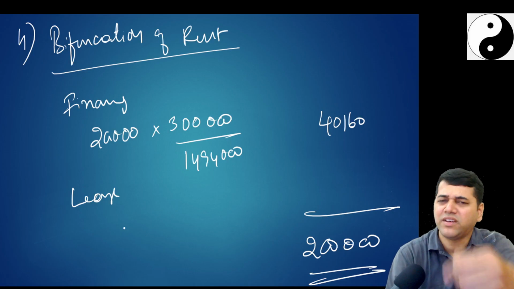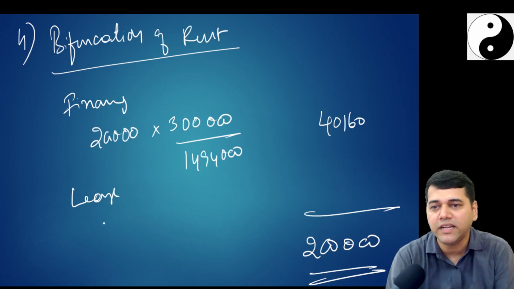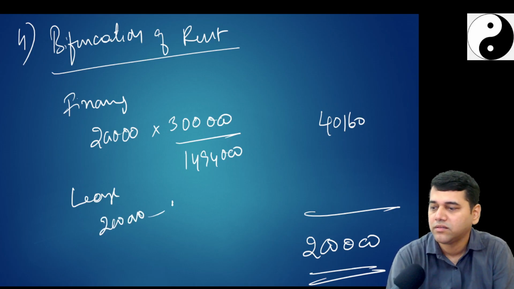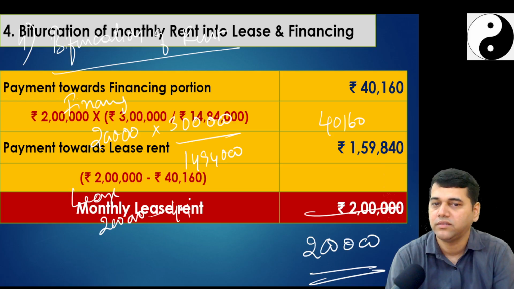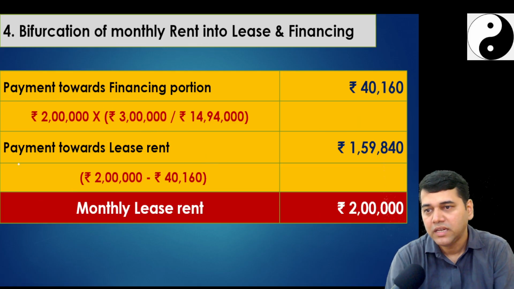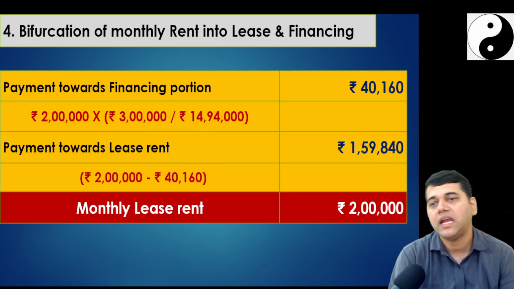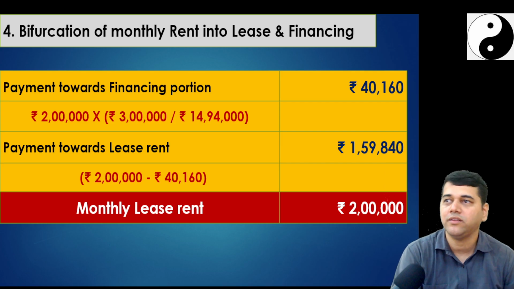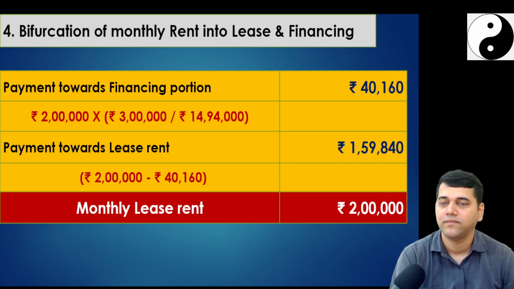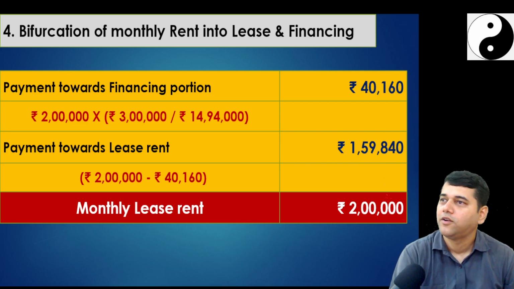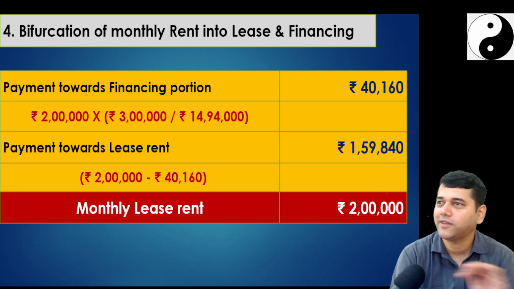40,160, whatever it is. But you would have taken, and I will take this as a balancing figure. So if you would have taken lease first, you would have got 1,50,840. And the financing portion would have got it as a balancing figure. Okay, Prithvi? Speed is okay.